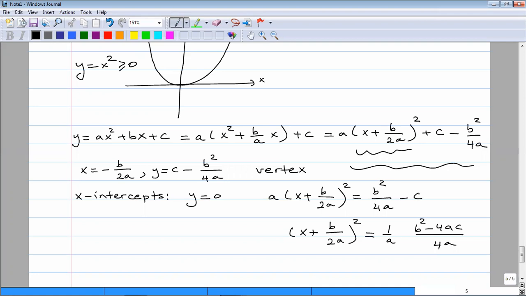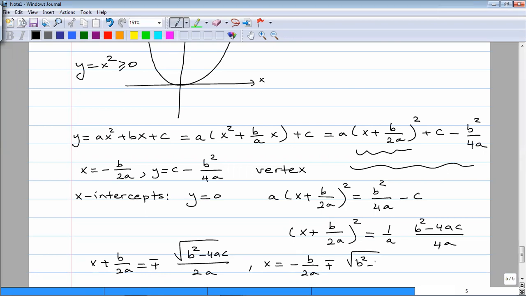But for the x-intercepts, we have to take y equals 0. So we need to set this equal to 0 and solve it. So x plus b over 2a is plus or minus the square root of b squared minus 4ac over 2a. So x is minus b over 2a plus or minus square root of b squared minus 4ac over 2a, or minus b plus or minus square root over 2a.